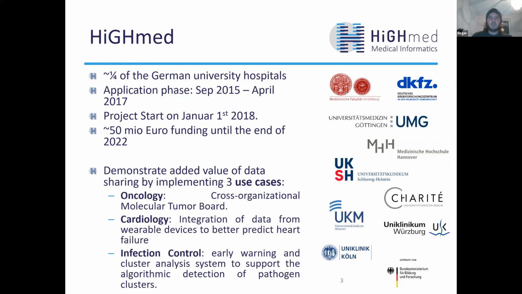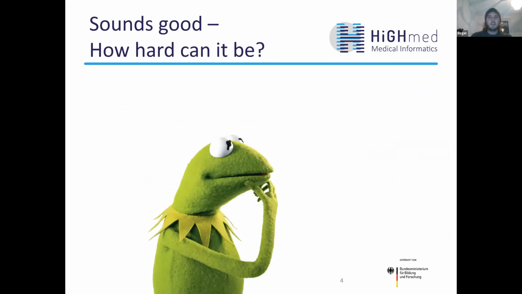And to show the added value created by the approach and the initiative, we implement use cases in the fields of oncology, cardiology, and infection control. And Antje will show later our work on infection control in greater detail. So yeah, building a secondary use network. So what's the problem? How hard can this be?